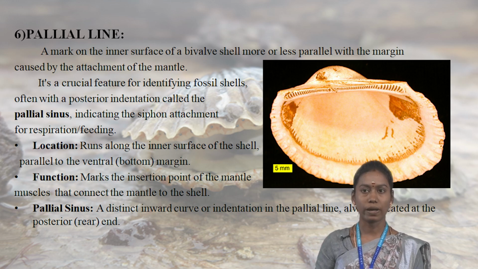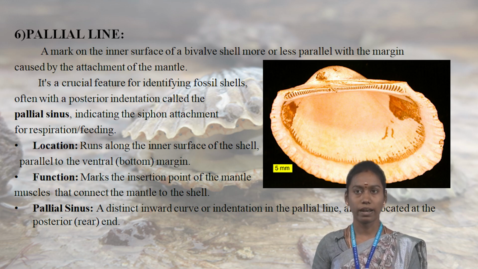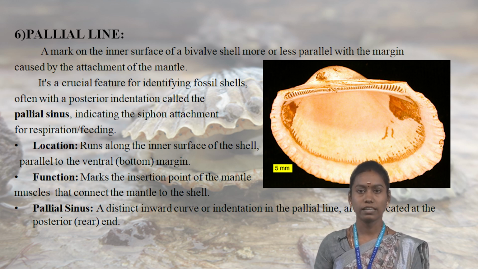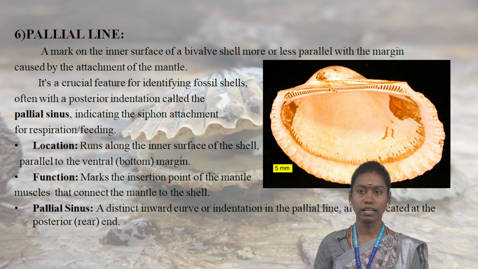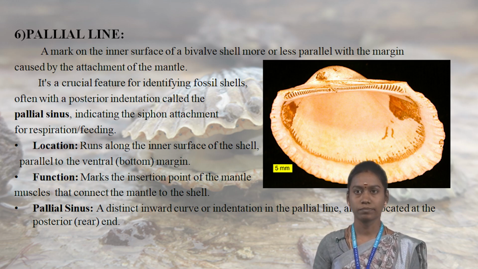Then what is the function of the pallial line? It marks the insertion point of the mantle muscles that connect the mantle to the shell. Then what is the pallial sinus? As I said previously, the line connecting the two adductor impressions is the pallial line, and the slight depression present in the pallial line is the pallial sinus. It is a distinct inward curve or indentation in the pallial line, always located at the posterior end. Only at the posterior end is the pallial sinus present. This is the pallial line.